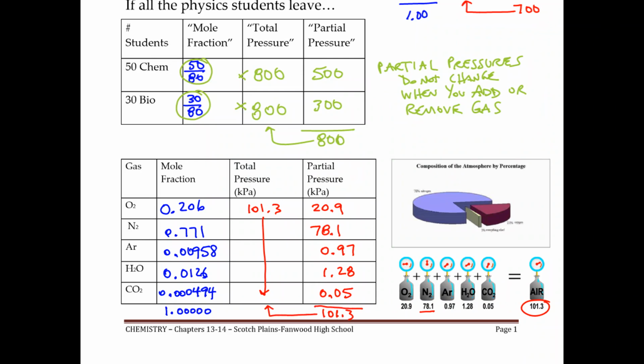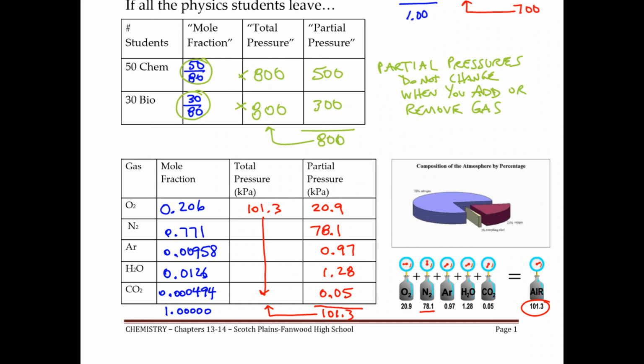So 30-second recap. Mole fraction is how much of the gas you have out of the total. Mole fractions will always add up to 1. It's like a percent without moving the decimal. So this would be like, this gas is 20.6% of the amount, but you don't move it over. This is the total pressure, and all the partials add up to the total, and the one that has the highest partial is the one that has the highest mole fraction.